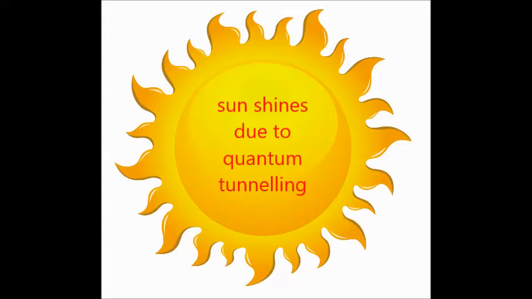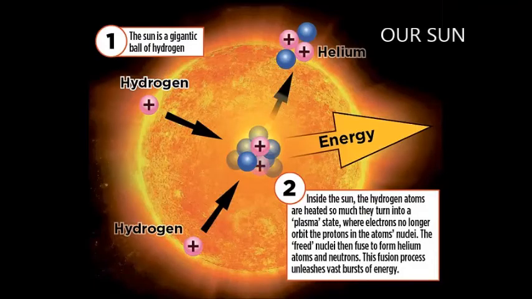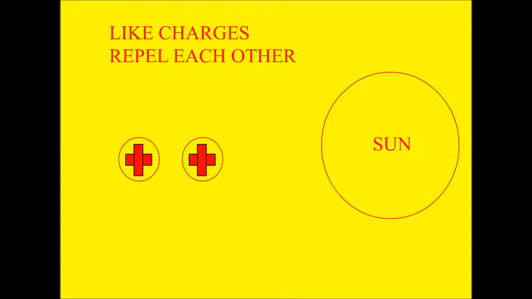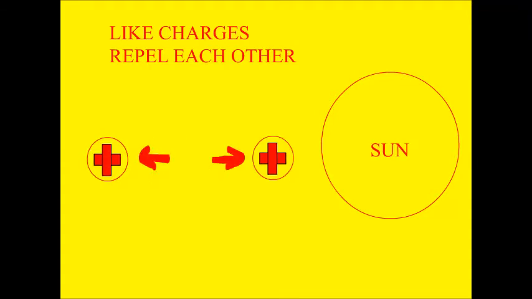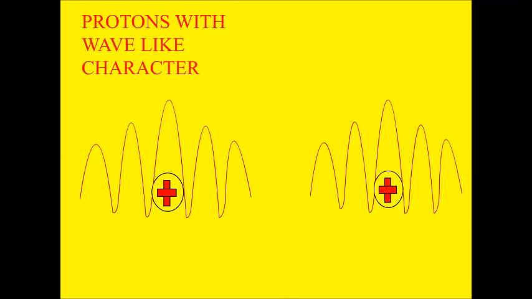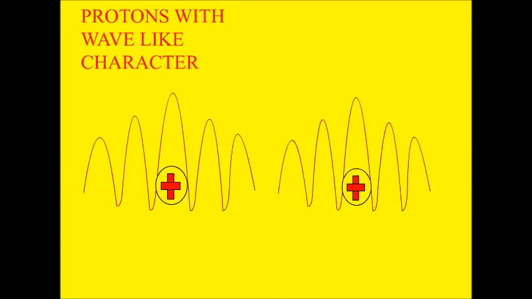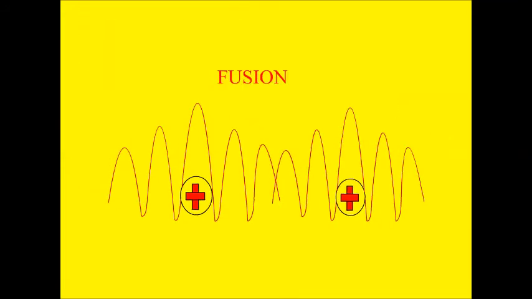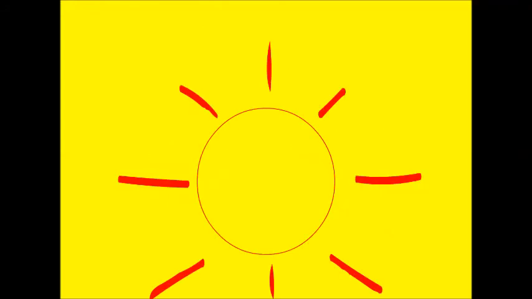Do you know that the sun shines due to quantum tunneling? We know that nuclear fusion of protons happens in the sun. Fusion happens when protons combine, but basically like charges repel each other. As the protons have wave-like character, the protons tunnel through the barrier and with some probability do come into contact and fuse, making the sun shine and aiding life on Earth.